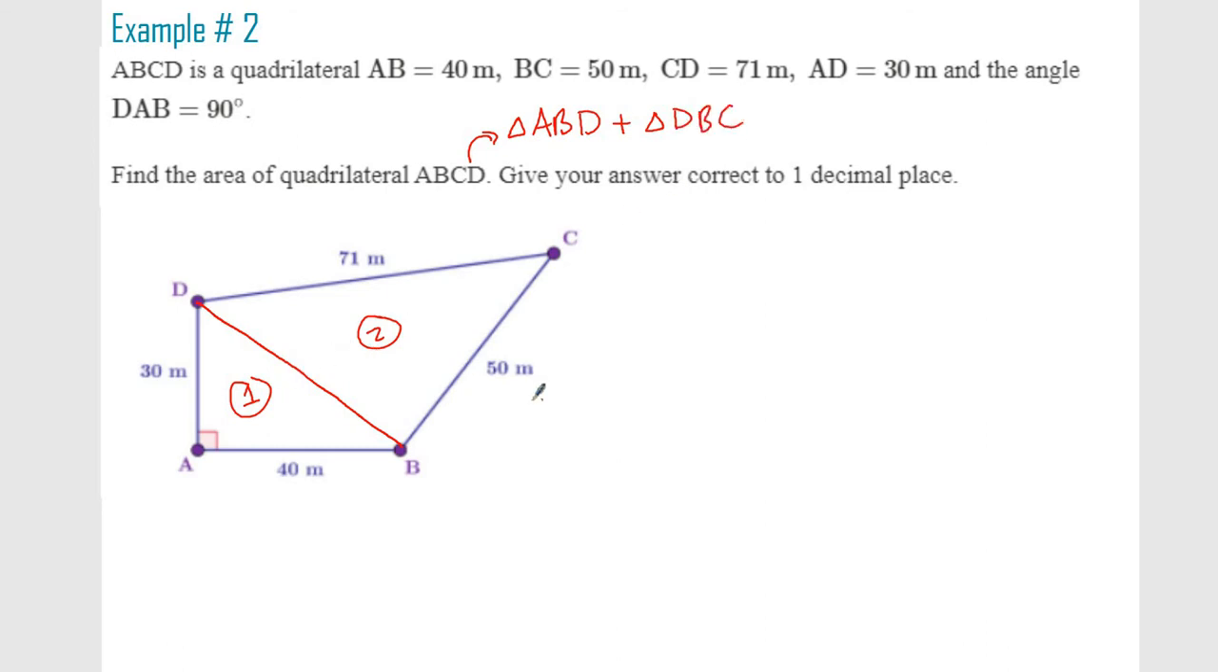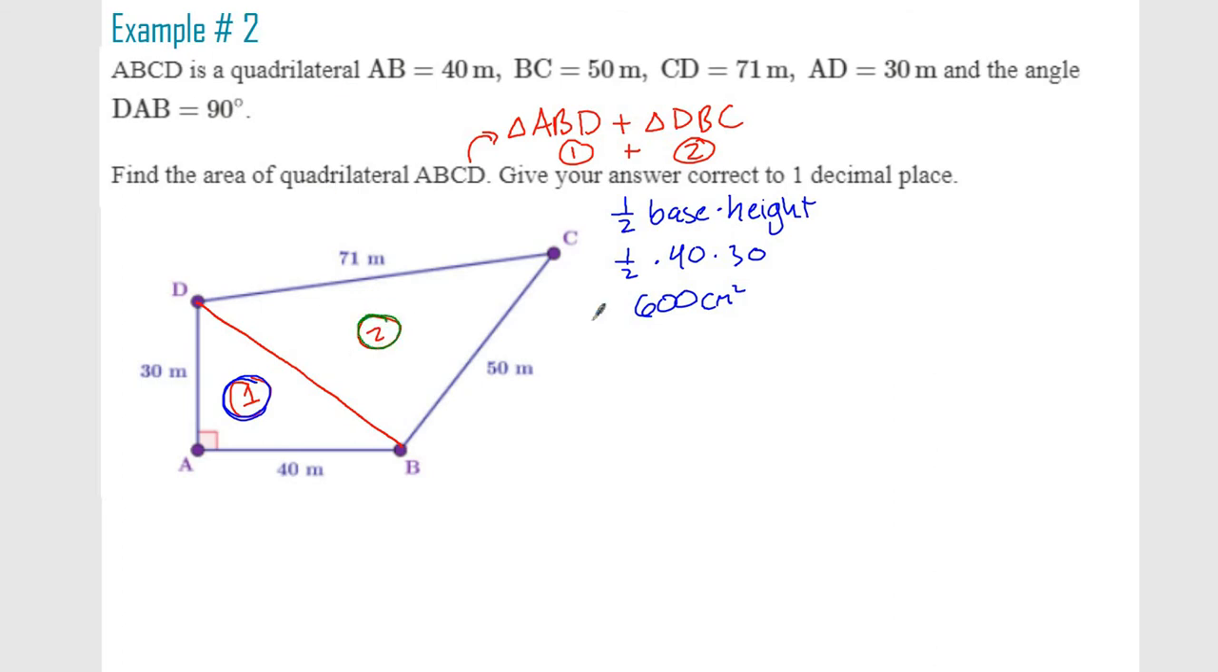So these 2 triangles together: triangle 1 plus triangle 2. Let's do triangle 1 to get us started. I'll do that one in blue. The area of a triangle is just 1/2 base times height. So we do 1/2 times 40 times 30, and we should get 600 square centimeters.